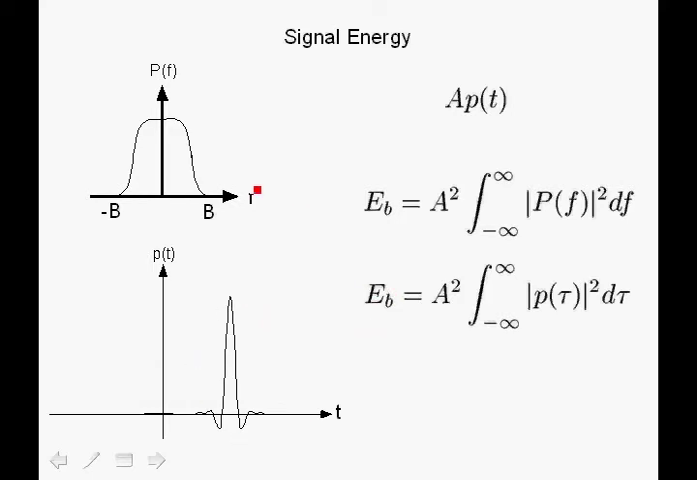Now, if we go back in the frequency domain, the magnitude P of f squared is the energy density as a function of frequency. And if we integrate in the frequency domain over the energy density, then we get the energy in the frequency domain, and we have an amplitude A, so the amplitude becomes squared, so the energy in the frequency domain is equal to this expression, and both of them are equal due to Parseval's theorem. So either way, these two expressions can be used to compute the energy per bit.